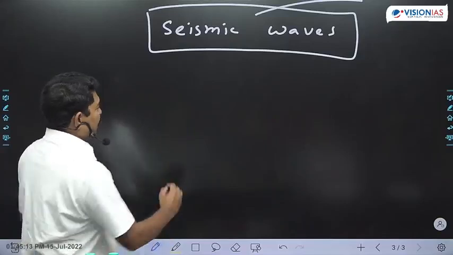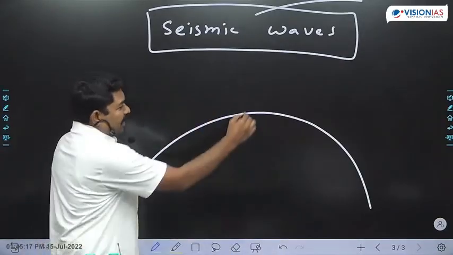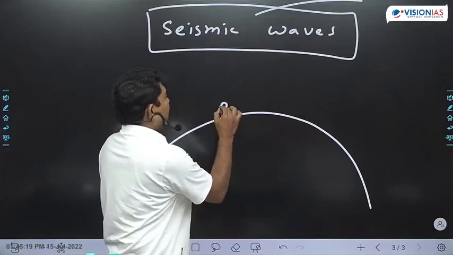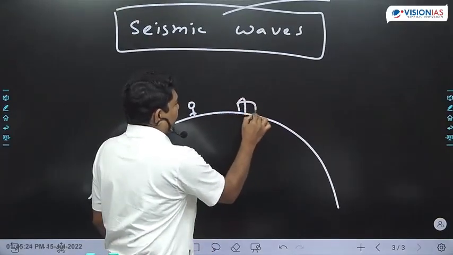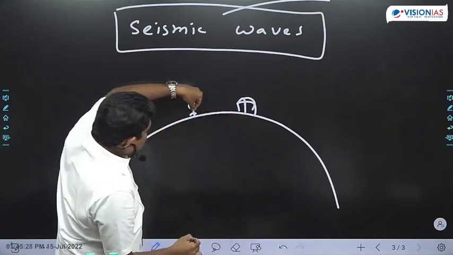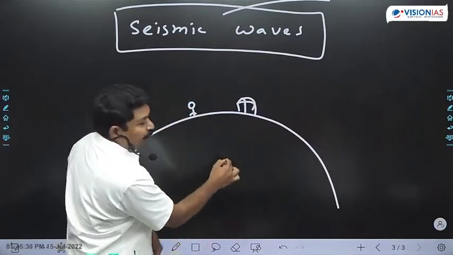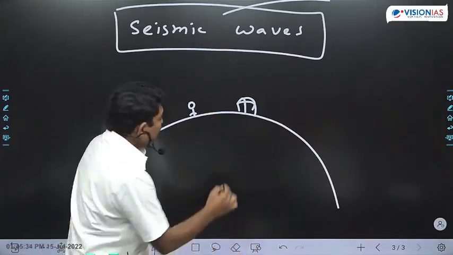Now, imagine like this is the surface. This is the earth. In the deep inner layers of the earth, maybe one person is here. This is the area. Fine. In the deep inner layers, under the feet of this person, around some 20 kilometers or 30 kilometers or 40, maybe 100 kilometers of depth, there is a rock.